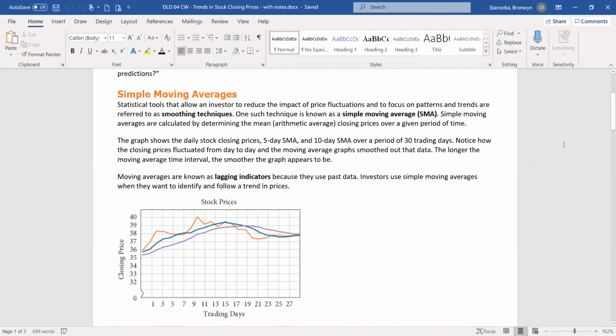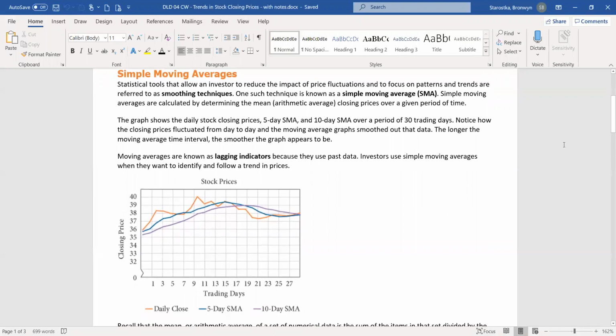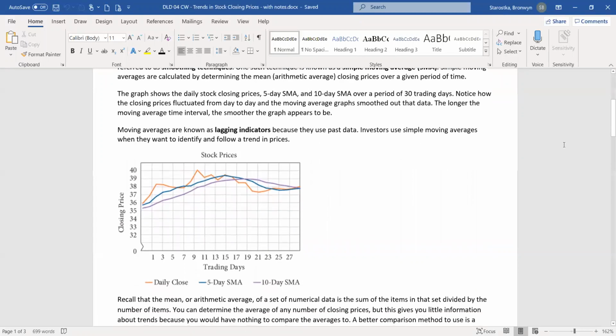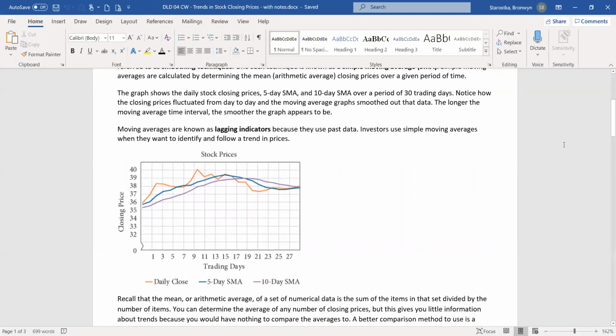When you add up 5 items and you divide by 5, the number of items, that would just be a regular average. But simple moving averages are calculated by determining the average closing price over a given time period. So you can have a 3-day, 5-day, 6-day simple moving average.